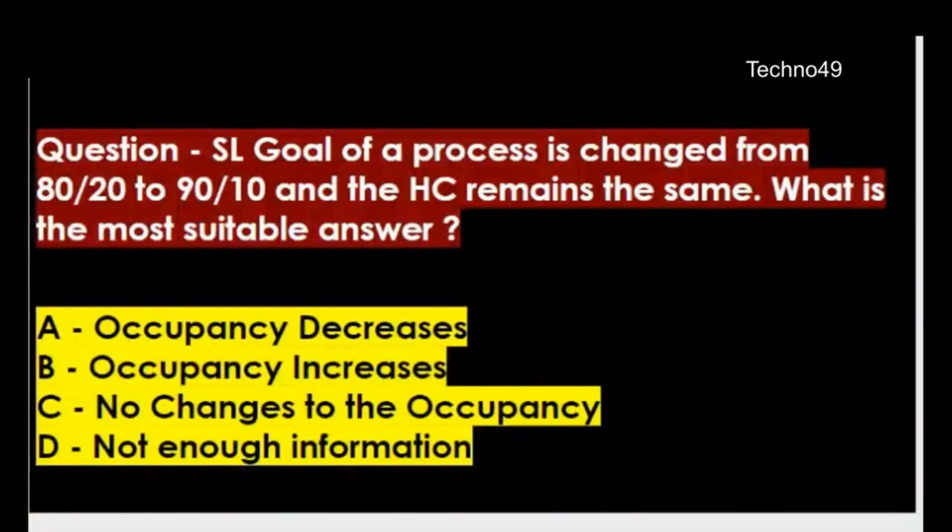Correct answer for this question is option number B, occupancy increases. We know that the service level formula is calls answered within threshold divided by number of calls offered minus short abandoned calls. So here the service level target has been changed from 80-20 to 90-10. It means that 90% of calls should be answered within 10 seconds. So what will be happening? Occupancy would increase. More and more agents would be productive and engaged on the calls and chats due to the service level target change.